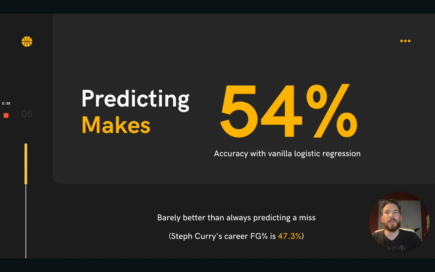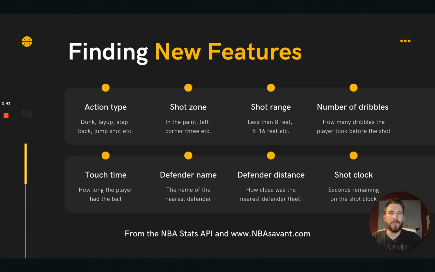So I expanded my data wrangling efforts in order to find as much information about each shot as possible. The NBA Stats API provided some additional categorical features like what kind of shot it was or what zone it was taken from, but I also discovered there used to be some more advanced features that were only available for a few years before being taken down. Thankfully, somebody scraped this data while it was still available and put it on NBASavant.com. This data provided some really great details like how many dribbles the player took before they shot, how long they had the ball for, who the nearest defender was, and how closely they were guarded.